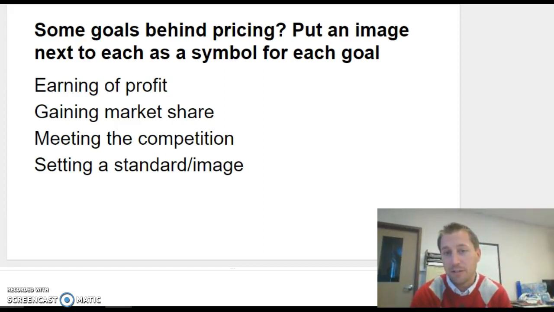And so I'm going to let you interpret and tell me why you think your image or product, based on its price and its image, earns a profit or gains market share.